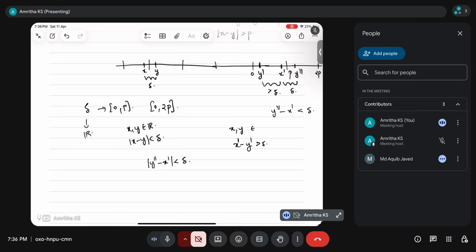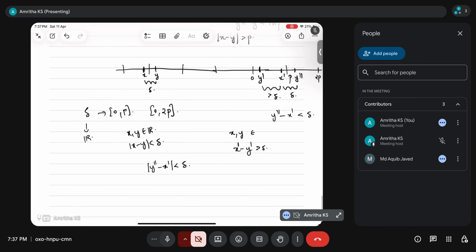Just try to show it from the figure. There are two things, p and delta, that we have to handle. X and y dash are in 0p, and whenever you add p, that may push x, you push x to this interval 0p.